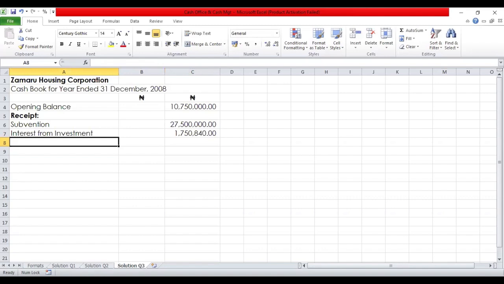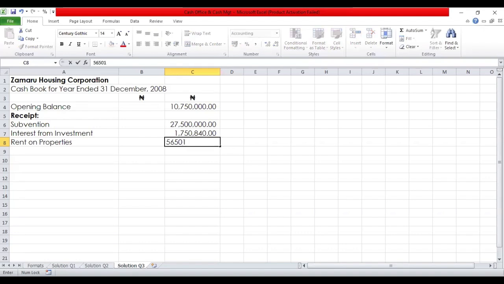Rent on property. How much? 5,650,175. Okay.